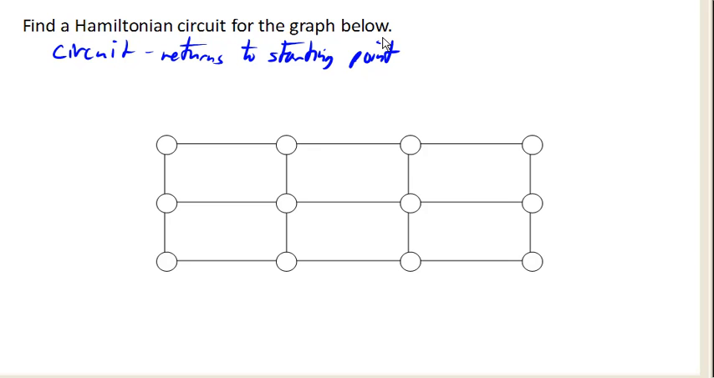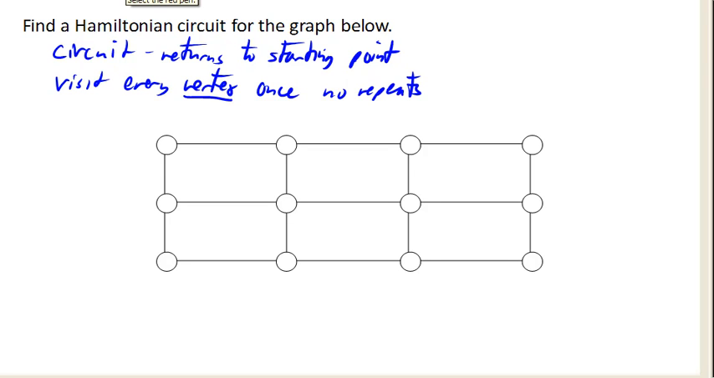Now, you might remember an Euler circuit was one that covered every edge exactly once, and we didn't care about the vertices. Hamiltonian circuit is different. In this case, we want to visit every vertex once, with no repeats. Because all we care about is the vertices, it doesn't matter whether we visit all the edges.